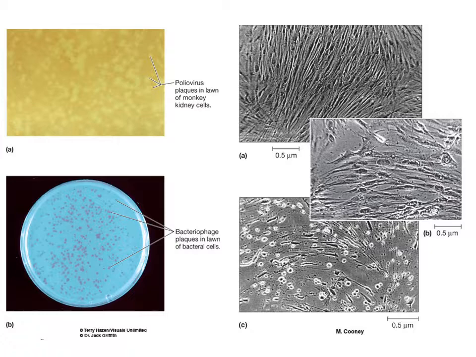In A, B and C to the right of screen, we can see what happens when a particular cell type undergoes cytopathic effects. So the cell type that's being used in this study are fibroblast cells from fetal tonsils. In A, you can see the normal morphology of fibroblast cells. In B, you can see the cytopathic effects caused by infection of these cells with adenovirus. And in C, different cytopathic effects caused by infection of fibroblasts with the herpes simplex virus.